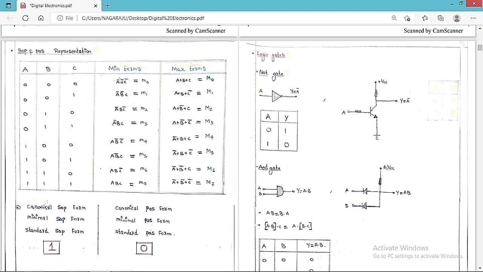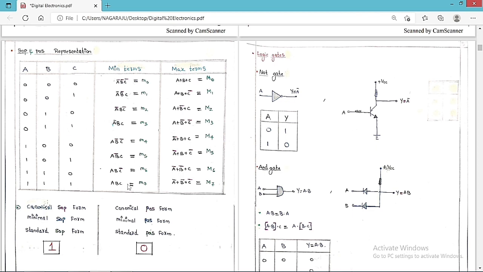So now just do the complement of this one. I already told you: replace A, if A bar is there, just do the complement, so A bar means A, B bar means B, C bar means C. So just do the addition. Means we are going to basically do the complement of all these min terms.